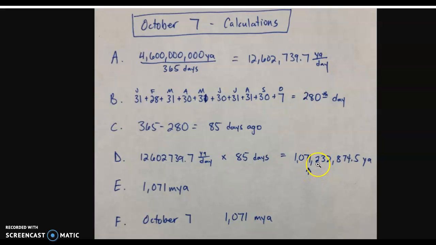So I need to find my millions digit, which is the 1, and then I need to look and decide, with a 2, I stay the same. If I was 5 and above, I would round this number up to a 2, but I'm going to chop it off and I'm going to round it to 1,071 MYA, or millions of years ago. This is the number I'm going to use when I do my research.